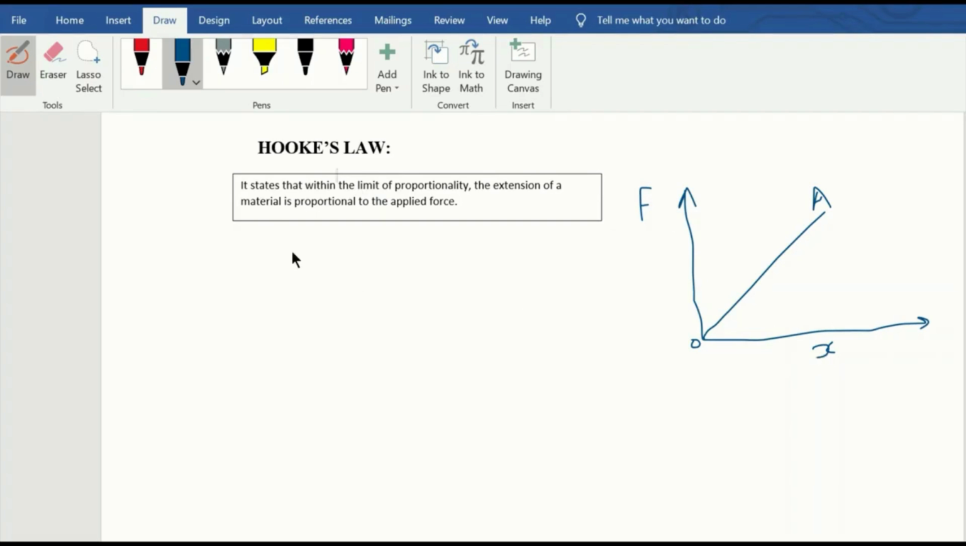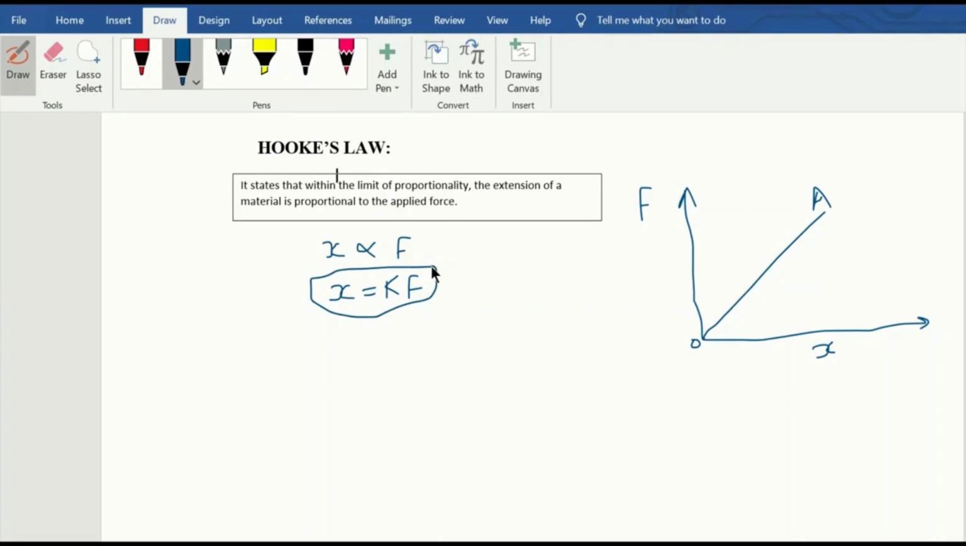So I can write this in equation. It becomes extension is proportional to the applied force. Now I can take off this symbol. It becomes extension equal to K, which is the constant, times the applied force. This is Hooke's law. We can use this to solve more questions.